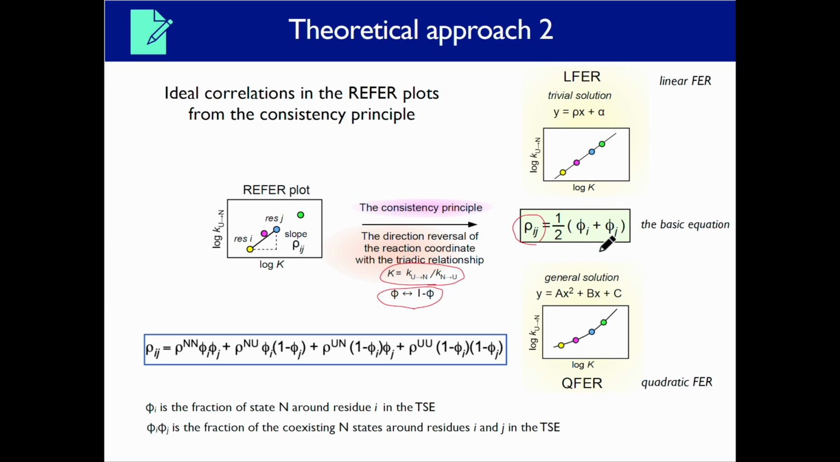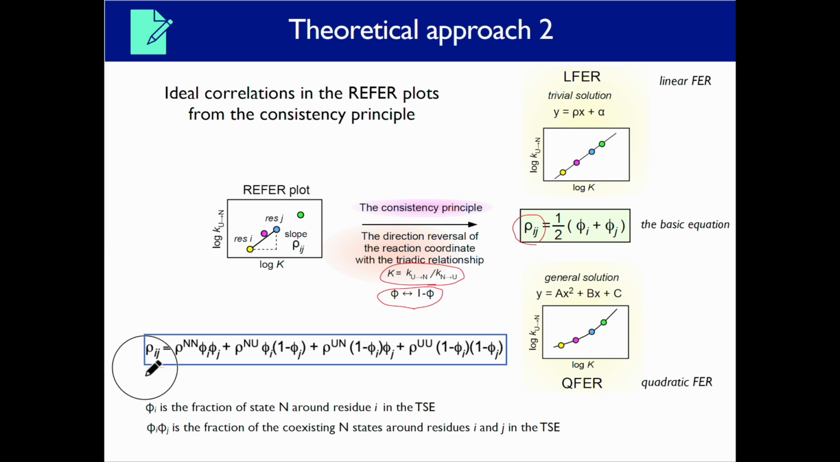And this trivial solution is a LFER, a straight line, a linear FER. But we found the general solution is a parabolic curve like this. So we call this a new type of FER, a quadratic FER, or simply QFER.